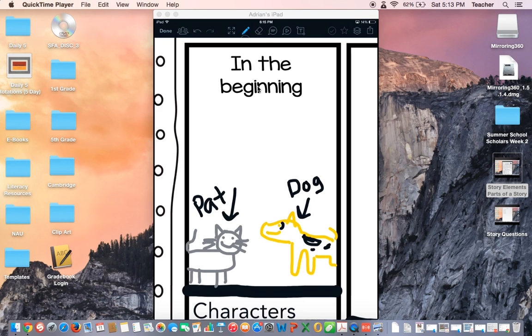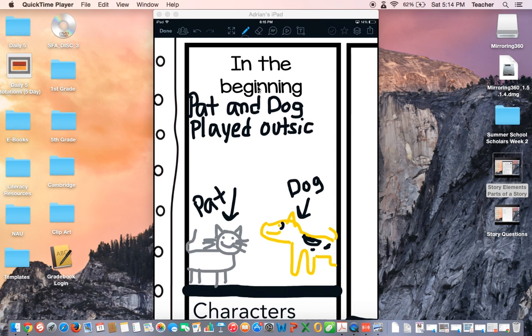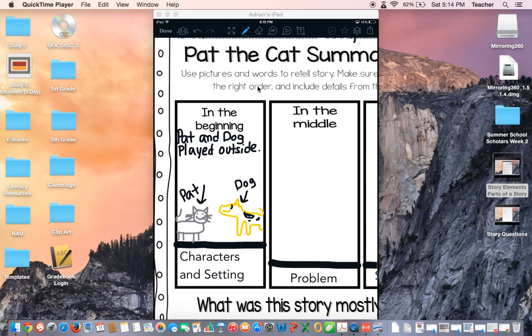So in the beginning, Pat and Dog played outside. This little box down here can be like a little checkbox. I wrote about my characters, Pat and Dog, and I wrote about the setting, outside.